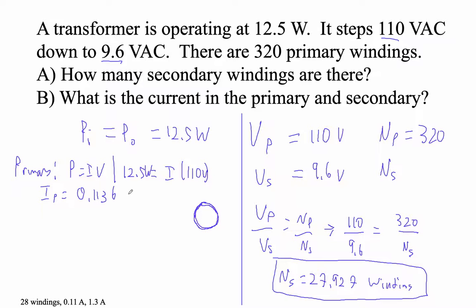Right, so what is that? I guess 0.11 amps, right? We only have 2 sig figs, right? I hate sig figs. I don't like them. There we go.